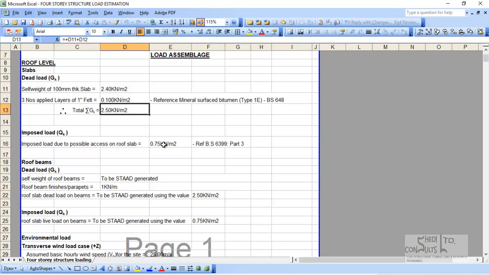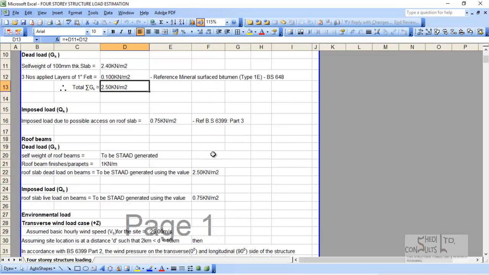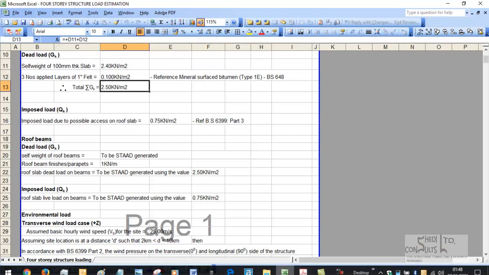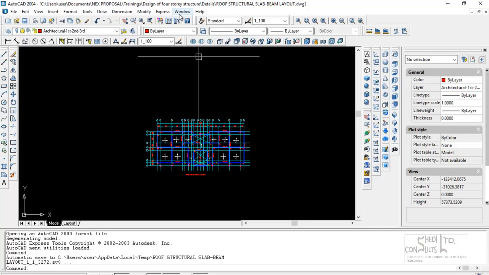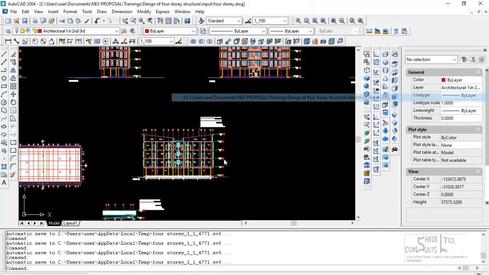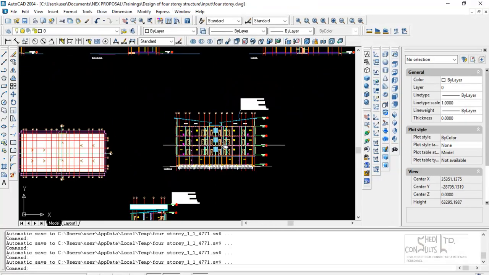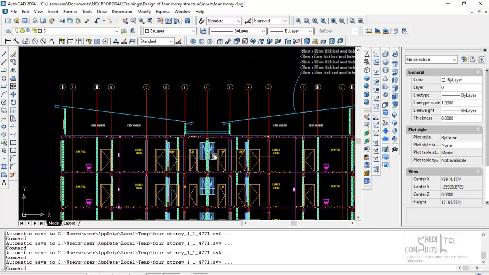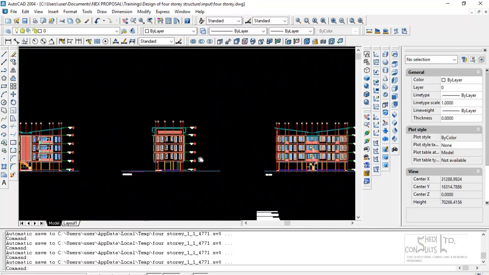So you keep all this load, you do a load calculation, because when you develop your analytic model, you're going to apply this load correctly with the right magnitude and the right direction and location, so that the load impact is felt properly by the structure. Next thing is imposed load. Now this roof, let's see the architectural design.